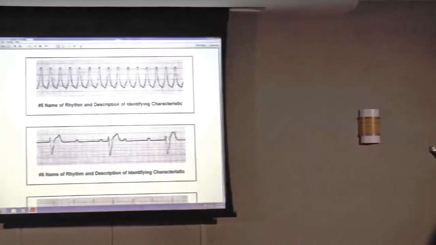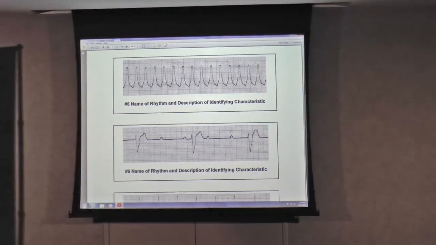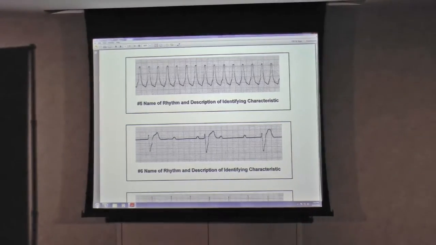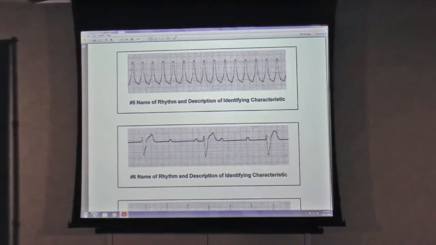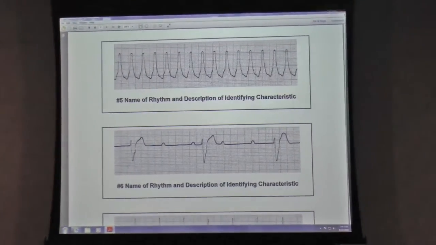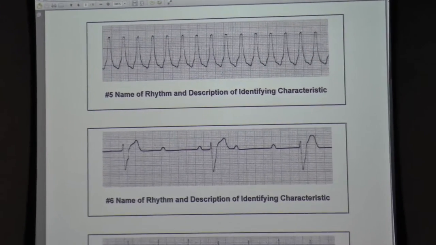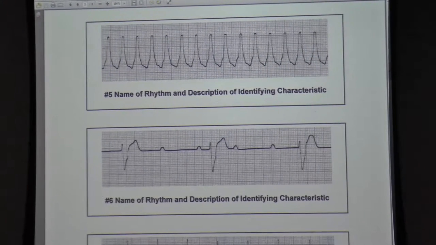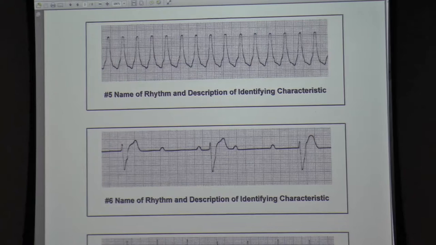Okay, so now, what do we have? We have a regular rhythm. The rate is pretty fast, right? 160-ish, say. And the only thing we notice is that it's a little wide, right? The QRS complexes are a little wide. I shouldn't say a little wide, they're very wide, right? So we have a ventricular rhythm at a rate of over 100. By definition, we have to call it VTAC.